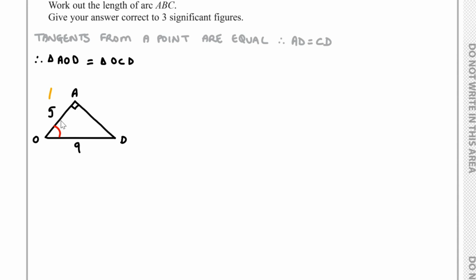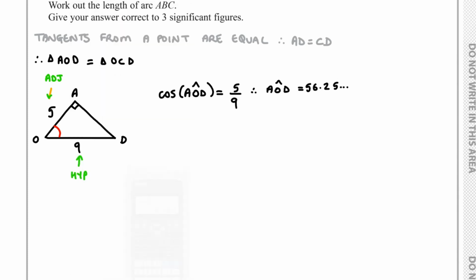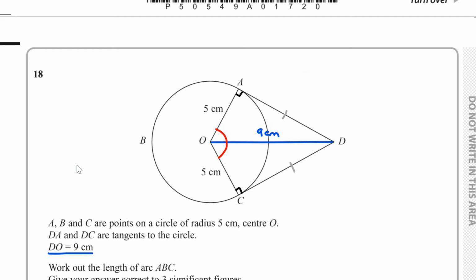So if I work out what this angle is, then of course here we've got the adjacent, here we've got the hypotenuse. What connects those is cosine. So the cosine of the angle AOD is equal to the adjacent 5 over 9, which is the hypotenuse. So therefore the angle AOD is equal to the inverse cosine of 5/9, which is 56.25, etc. degrees. So this angle is 56.25, etc. So if I add this to the diagram, we've got 56.25 here, and here we've got 56.25, etc.